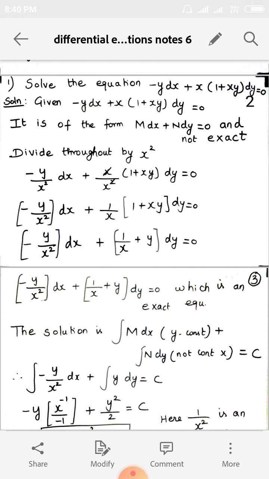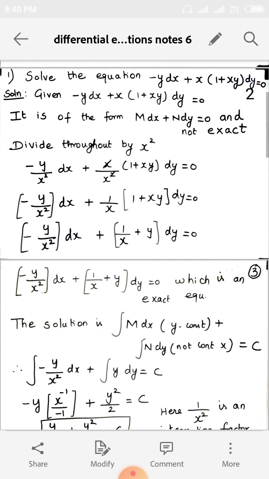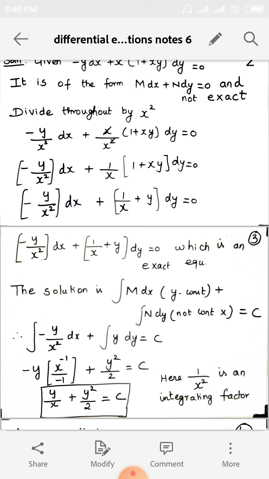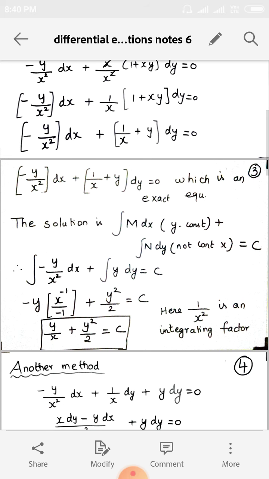So, what is the equation? Minus y by x square into dx plus x by x square into (1 plus xy) into dy is equal to 0. We get minus y by x square dx plus, the x getting cancelled, 1 by x into (1 plus xy) dy is equal to 0. Next step, multiplying 1 by x inside the term, we get minus y by x square dx plus (1 by x plus y) dy is equal to 0.